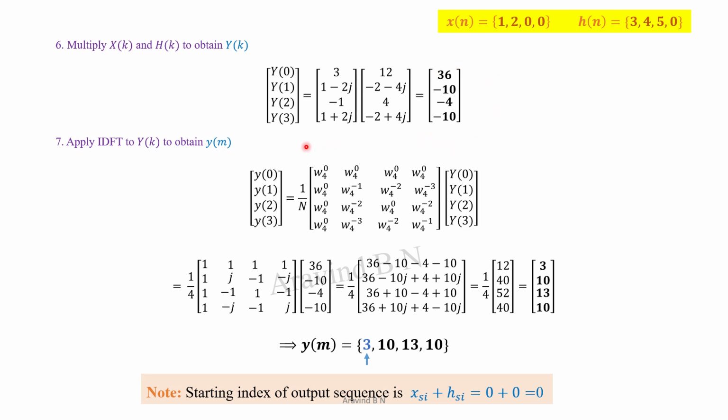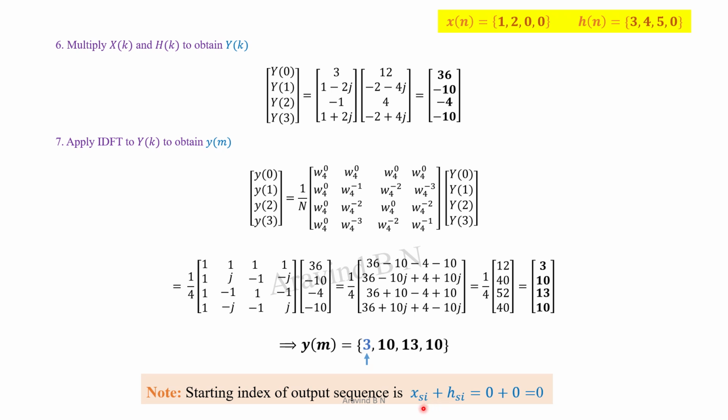Now apply the inverse transform to y of k in order to obtain the y of m. So inverse transform procedure has been done over here, and we have got the sequence y of m as 3, 10, 13, 10. Identify the length of the sequence, it is equal to 4. So as per the starting point, we have calculated the output sequence length 4. So here is the output sequence length 4 we have got, and in order to identify the origin, we are going to make use of this representation.